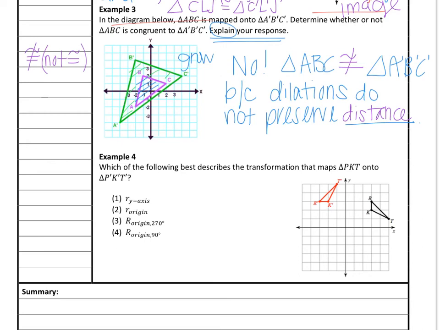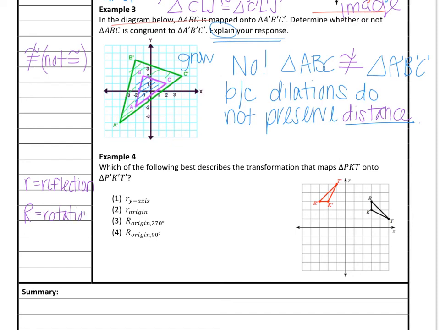And last but not least, we have example 4 here. Which of the following best describes the transformation that maps triangle PKT onto the primes, P prime, K prime, T prime? So here, if I look at my notation, I see lowercase r's and I see capital R's in my choices. A lowercase r, remember, stands for reflection. A capital R stands for rotation.